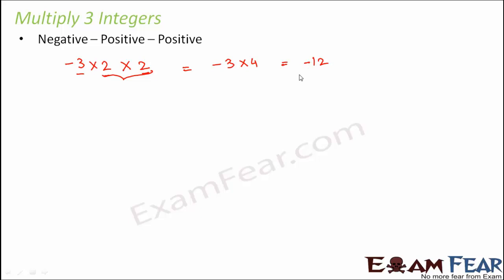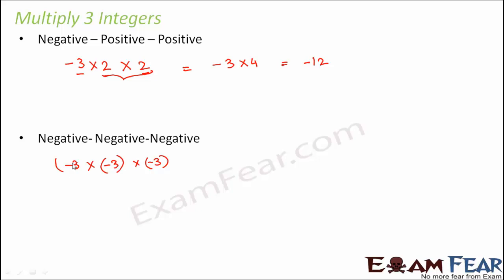Now this was a simpler scenario. Let's look at the second scenario where you have all three negative integers. So something like this, minus 3 multiplied by minus 3 multiplied by minus 3. Here you see all of them are negative integers. Now it is not necessary that all the integers need to be the same integer.